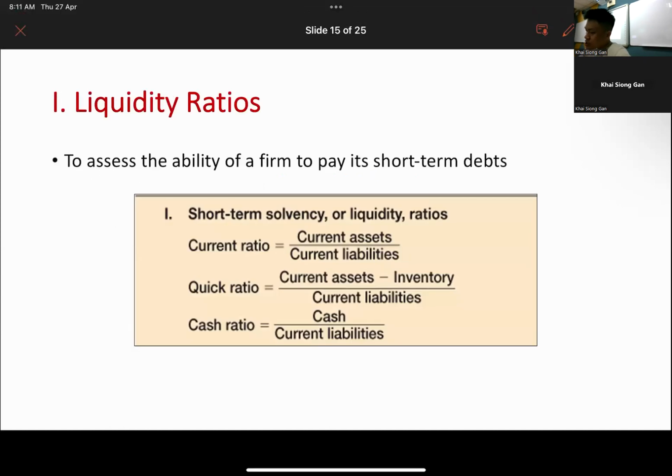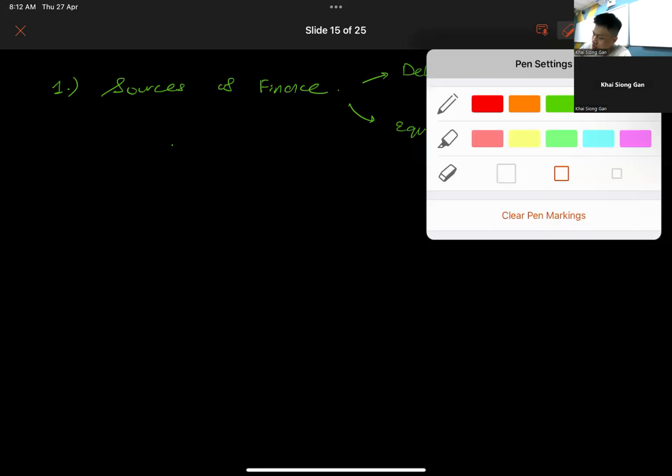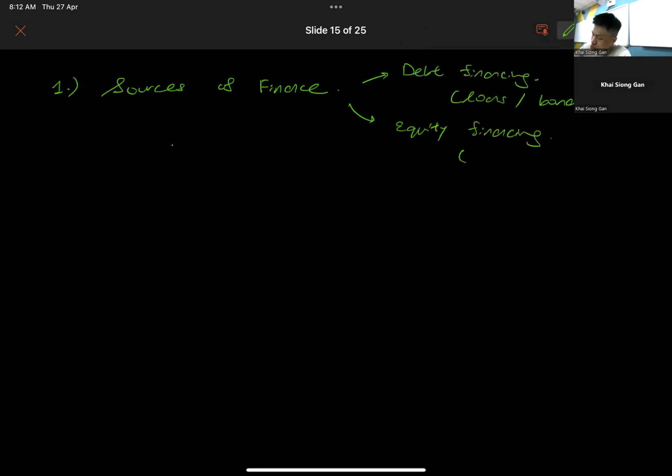Now before we look into the first ratio, just a quick recap on what we have learned so far. In the previous first and second tutorials, there are a few concepts and formulas we have learned. First, we learned about the sources of finance. There are two ways for a business to raise finance. One is debt financing, which means you use loans or bonds to raise the finance. The second way is equity financing, which means you raise money through the issue of new shares. So this is the first concept we learned.